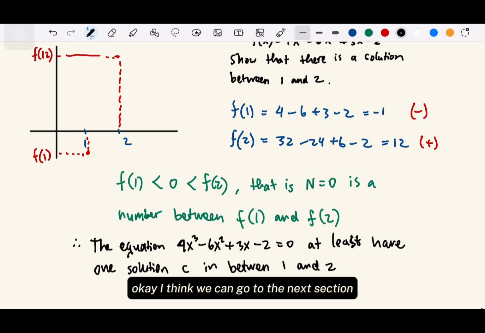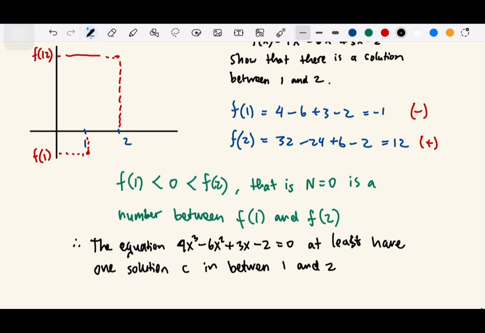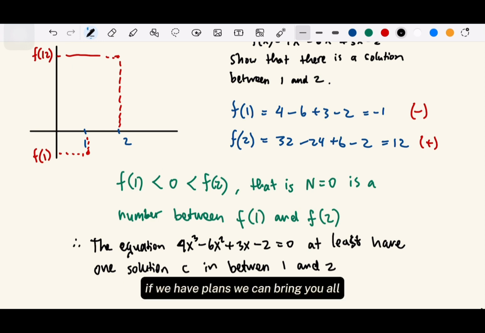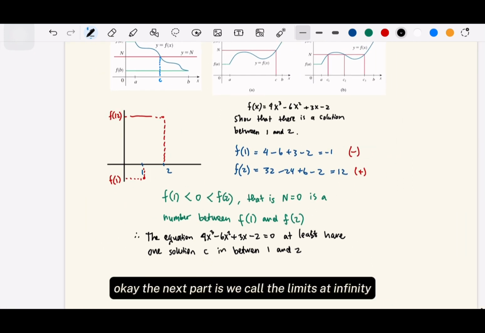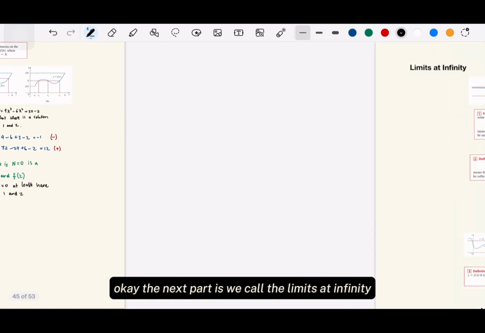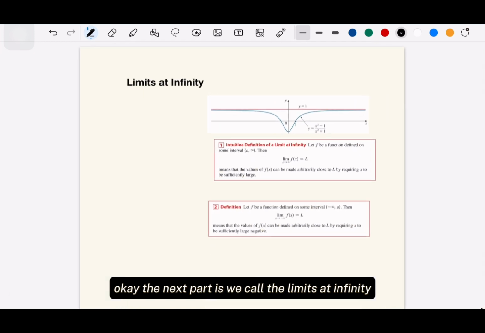Okay, I think we can go to the next section. And then if we have time, we can review all. Okay, the next part is what we call the limits at infinity.